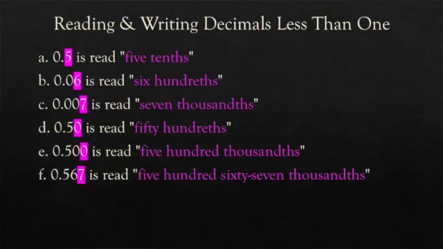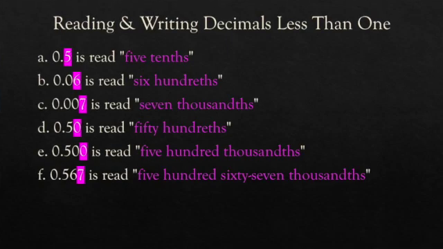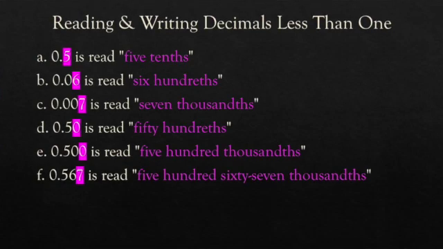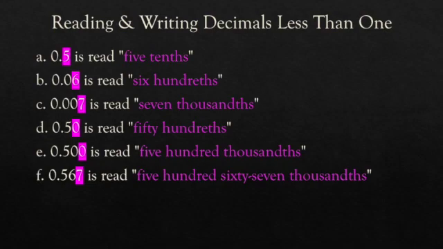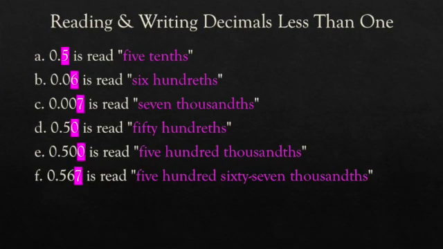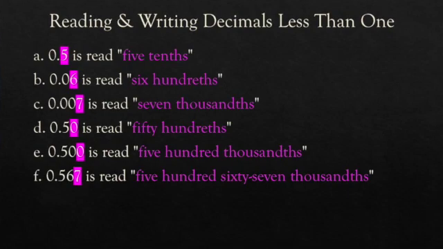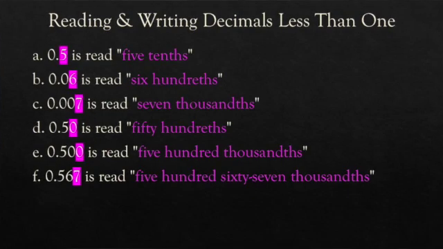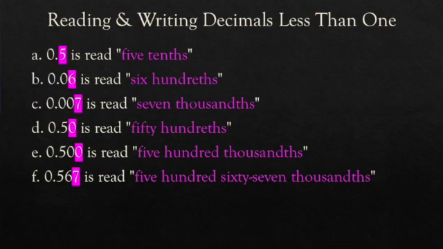Okay, so reading and writing decimals less than 1. So A, 0.5 is read as 5 tenths. This is the first place right after the decimal. 0.6 is read as 6 hundredths. That is 2 places after the decimal.